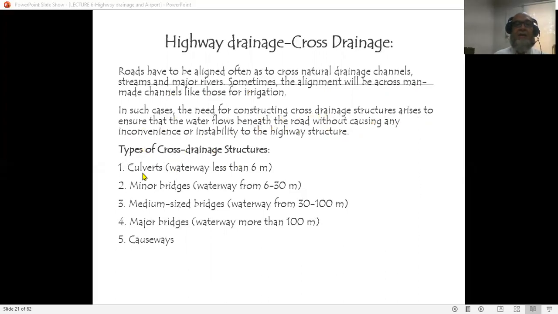Culverts, minor bridges, medium sized bridges, major bridges, and causeways. Typically, it is the width of the water channel that matters. So, if the width of the water channel is less than 6 meters, the structure that is provided, the bridge structure, is known as a culvert. Then 6 to 30 meters, it is called a minor bridge, then medium sized bridge, and the major bridge. And the main difference is also the height of this structure from the water.